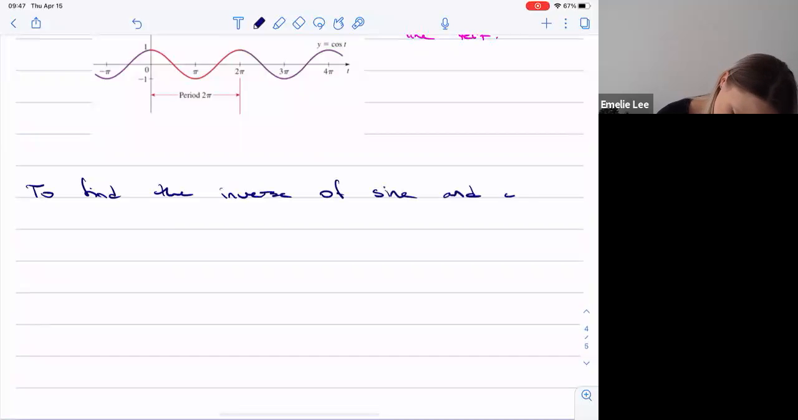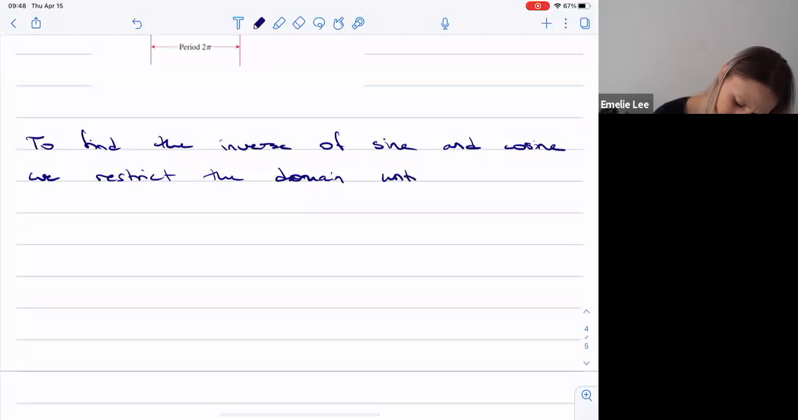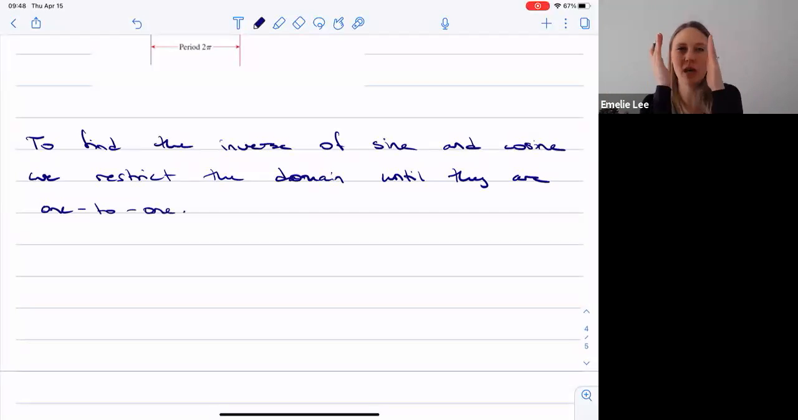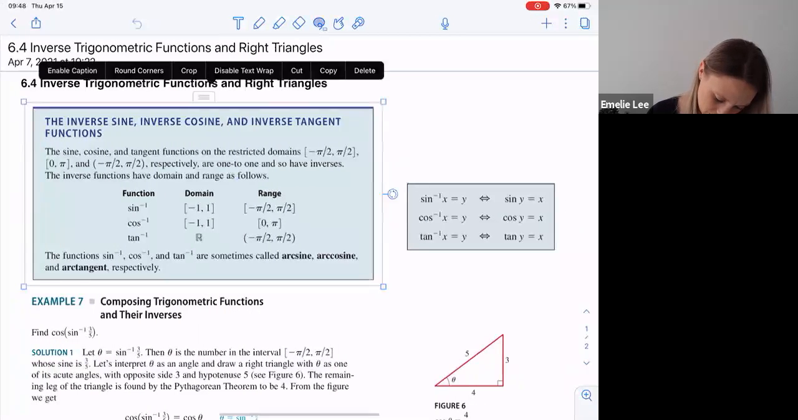So to find the inverse of sine and cosine, we restrict the domain until they pass the horizontal line test. And we restrict the domains for sine different from what we do for cosine. Okay, so to find the inverse of sine and cosine, we restrict the domain until they are 1-to-1. Right, so what we do is we just say, okay, well, how about the inverse is only working on this small little section? Okay? And so here in the notes, the 6.4 notes, I'm going to grab this guy.